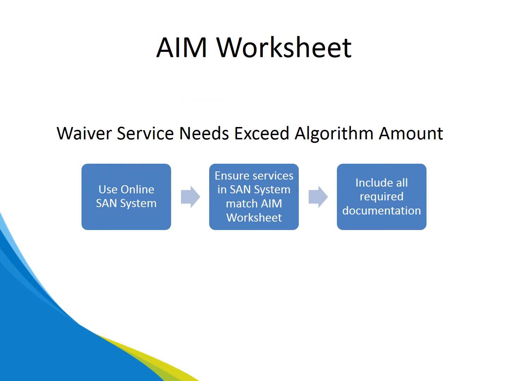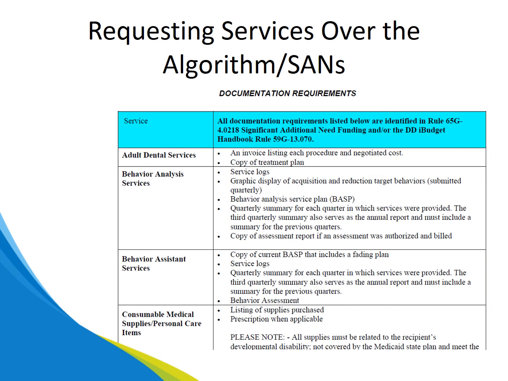If a consumer has significant additional needs that exceed the algorithm amount, the WSC is required to request the services using the agency's online SAN system. Please ensure that the services identified in the SAN system match the AIM worksheet and include all documentation necessary to support requested services. The documentation requirements are identified in the iBudget rule and also posted on the APD website at apdcares.org/waiver/support-coordination/.